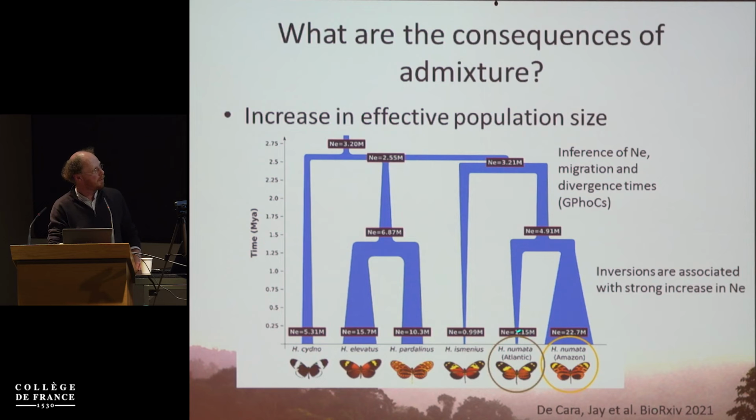In comparison, either the sister population from the Atlantic or the more ancestral populations, ancestral nodes, all have a much lower population sizes. So there's been an increase in effective population size in those Amazonian populations which carry this introgressed inversion. I'm going to say more about that, but this shows that there's been a very strong difference in the population functioning of the Amazonian populations compared to all of the other related taxa in this species.